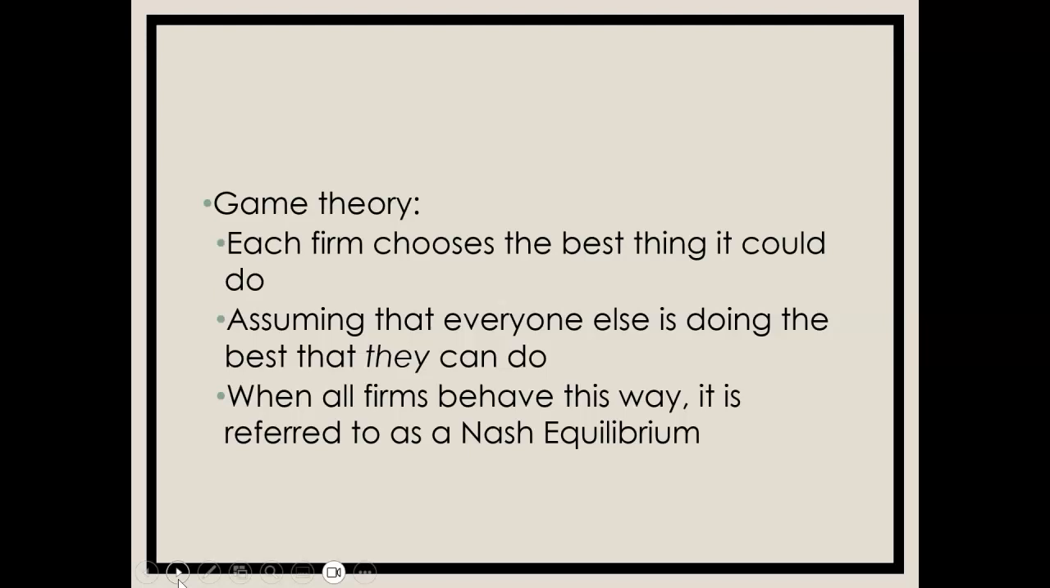But here's the central concept in game theory. Each firm chooses the best thing it could do, assuming that everyone else is doing the best thing that they could do. And when all firms behave in this way, the situation is referred to as a Nash equilibrium. It's named for John Nash, who was a very famous mathematician who came up with this idea. So you can see that what we essentially have here is firms thinking strategically about what other firms are doing, assuming that the other firms are doing the same thing. That's very different from what we've looked at so far. Notice we haven't mentioned one word about cost curves or marginal product in this discussion so far.